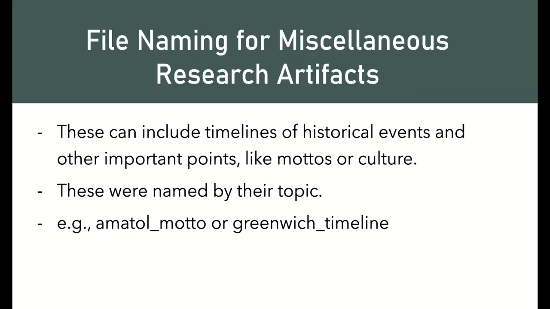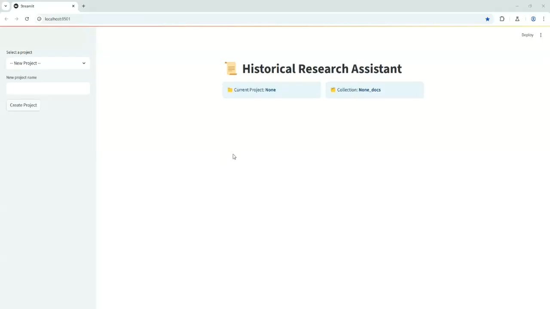Beyond source documents, I also created research artifacts like timelines, summaries, or culture notes. These are named by topic, such as Hamilton Model or Greenwich Timeline. Let me now show you the project.